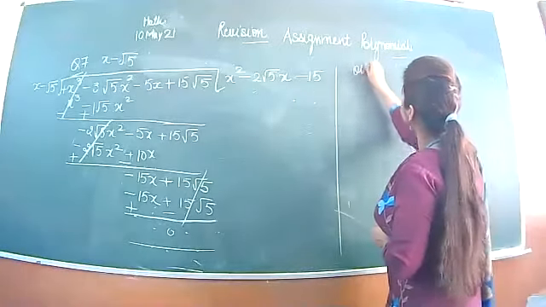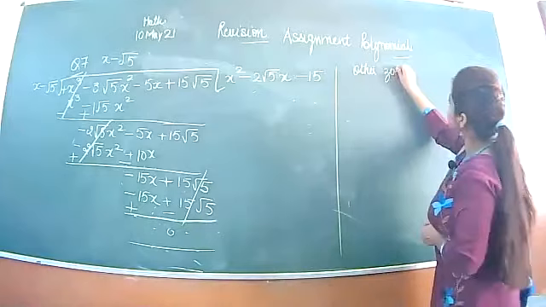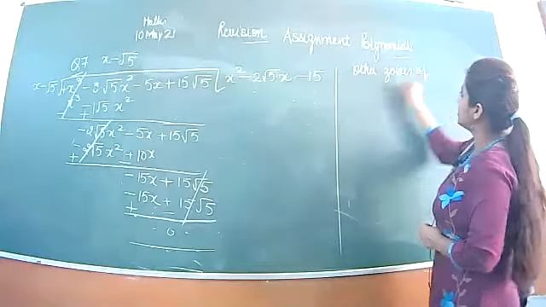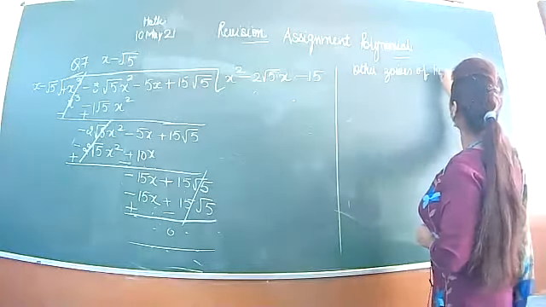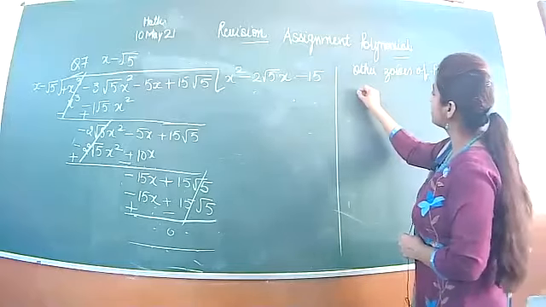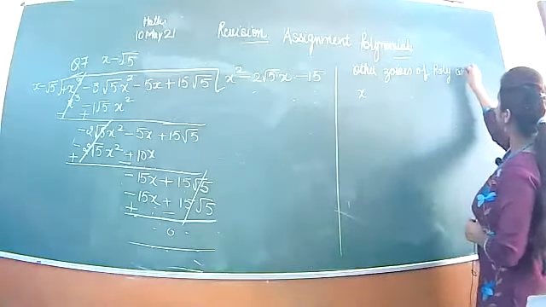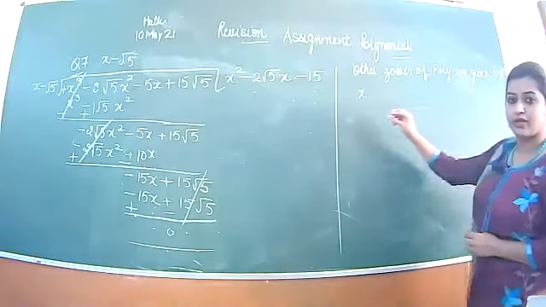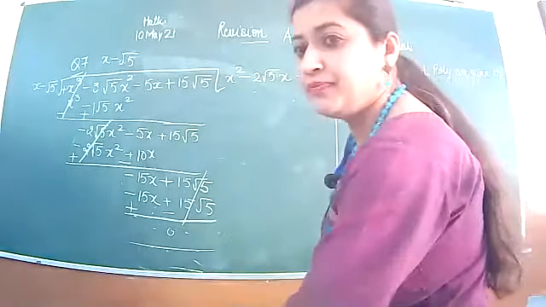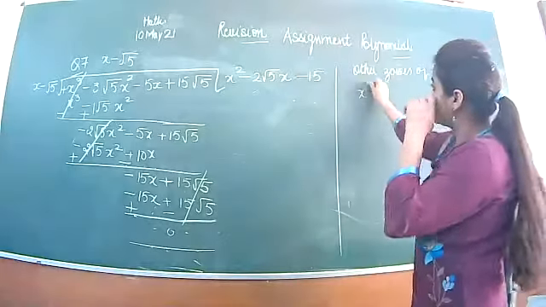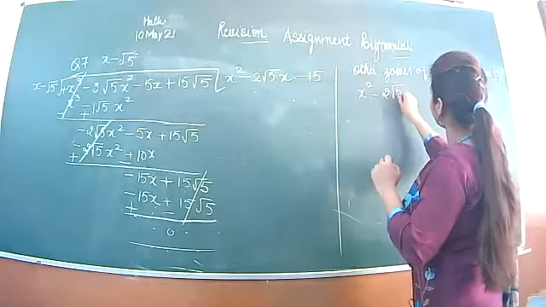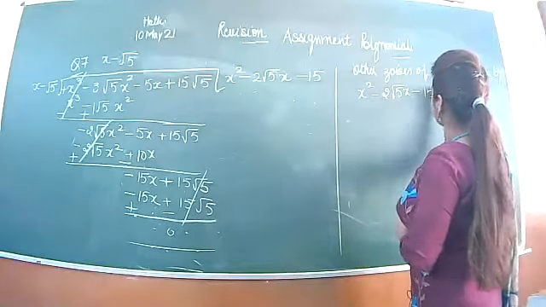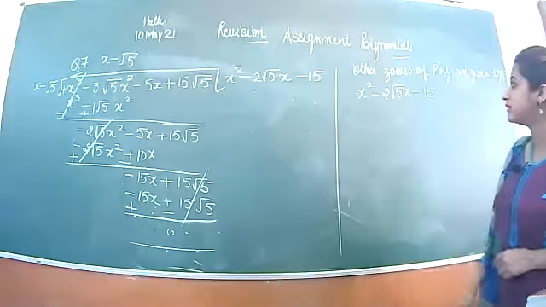So, other zeros of the polynomial are given by x square minus 2 root 5x minus 15. Now make the factors by middle term splitting.